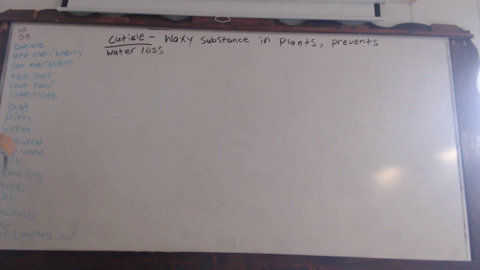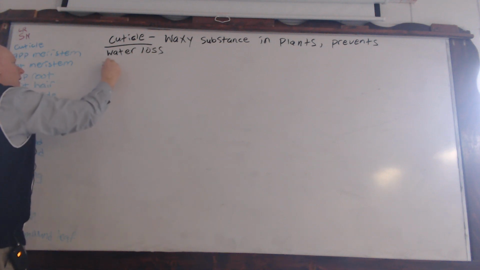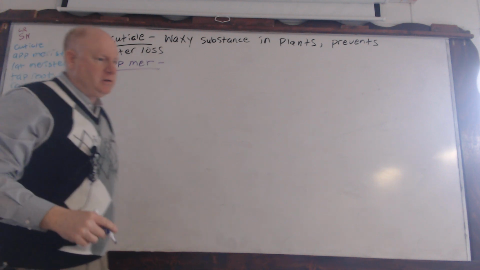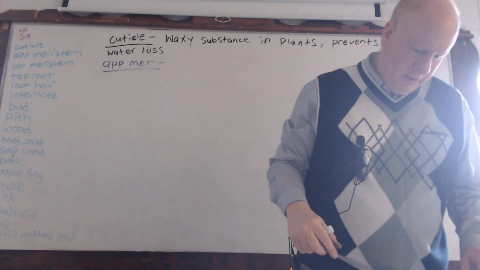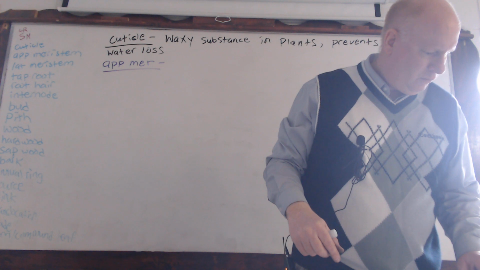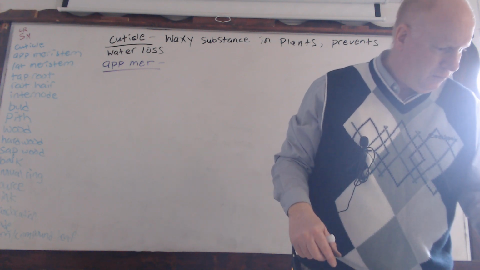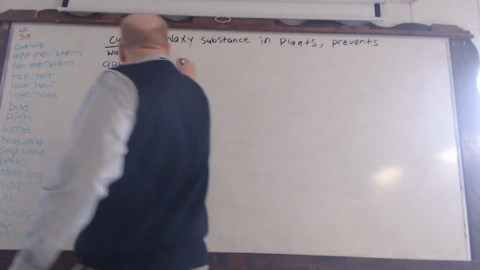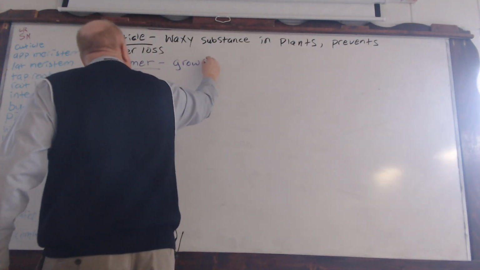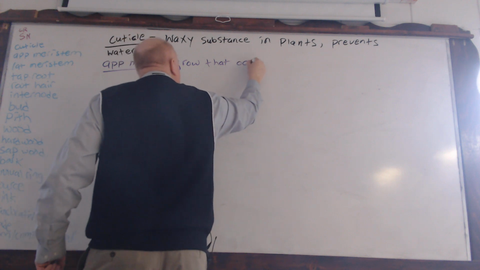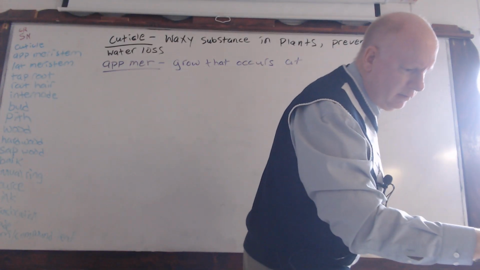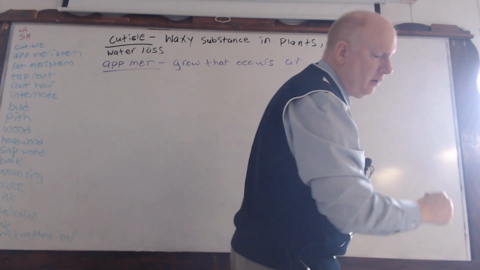Okay, then apical meristem is our next one. So I'm just going to abbreviate that. The apical meristem. I think it's at the base, isn't it? No, at the tips.